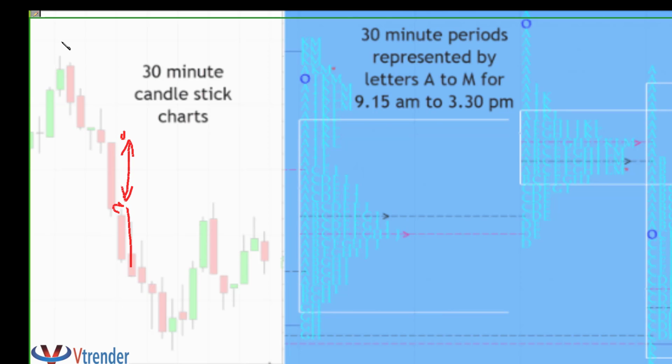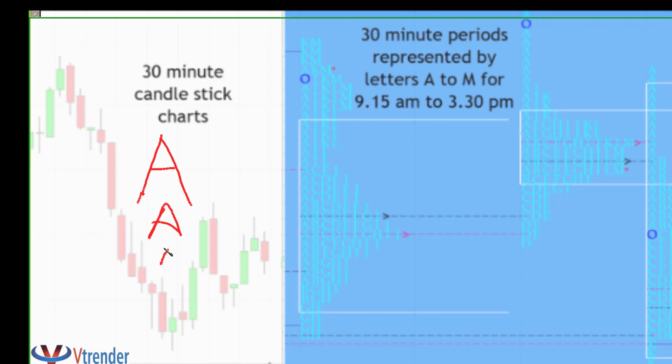And we decided to give them names. So the first 30-minute candle from 9:15 to about 9:45, instead of just calling it a red bar or a green bar, we decided to call it an A bar. The period between 9:15 to 9:45, we called it A, and we started plotting it on a chart as A.